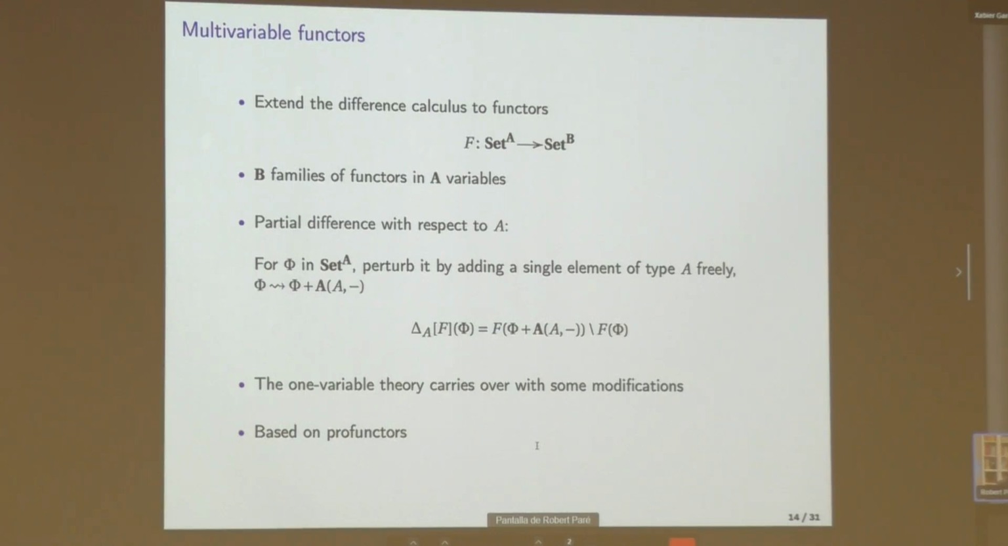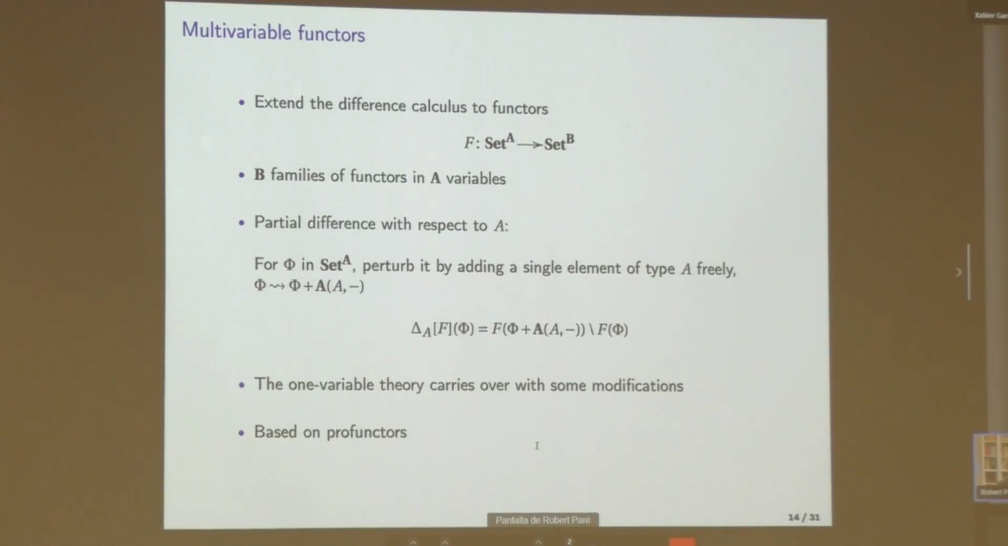So I want to take the partial difference with respect to an object a in A. And so for that, I take an object in sets to the A, and I perturb it a little bit by adding in a single element of type a freely. So that is simply just adding on the Hom functor, Hom(a, blank). And so we want to define now the partial difference of F at phi to be F of (phi plus Hom a) minus F of phi. And now the one variable theory carries over with some modifications.